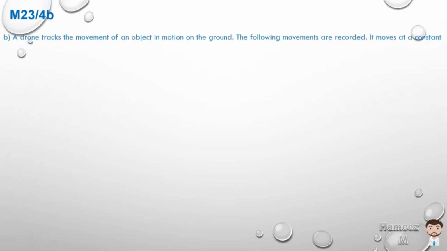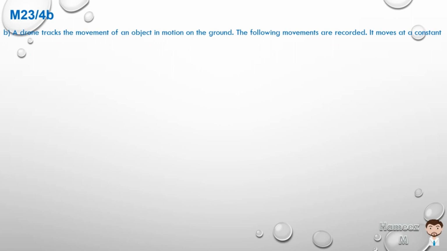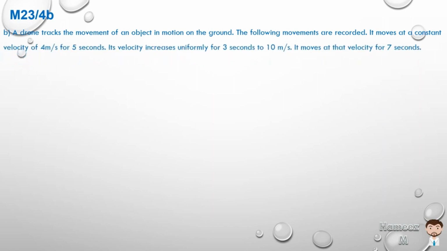May 2023, number 4b. A drone tracks the movement of an object in motion on the ground. The following movements are recorded. It moves at a constant velocity of 4 meters per second for 5 seconds. Its velocity increases uniformly for 3 seconds to 10 meters per second. It moves at that velocity for 7 seconds. Part 1. Sketch a graph of the movement of the object.